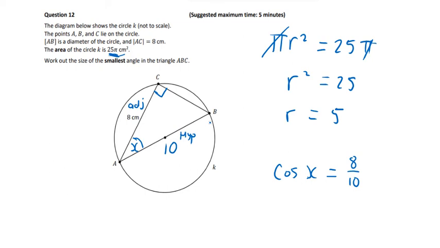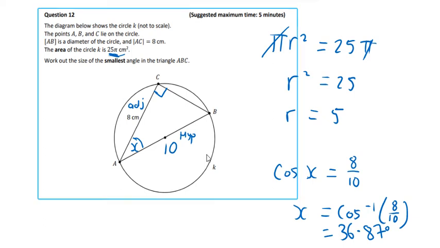When we're working out an angle, to get x by itself, or to move the cos across, we're going to do inverse cos. So x equals cos inverse 8 over 10. And then we just need to put that into the calculator, and it should give us our answer. And we get 36.87 degrees. So that's our final answer.